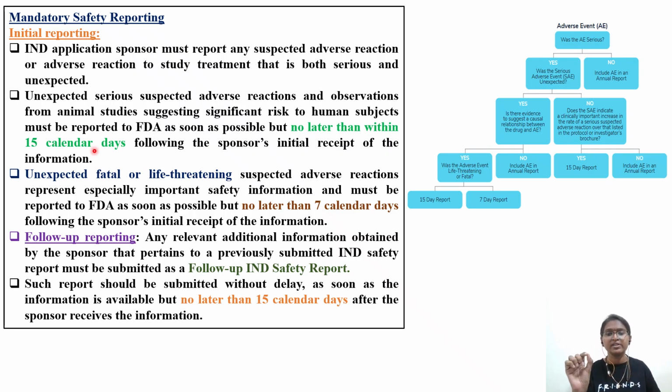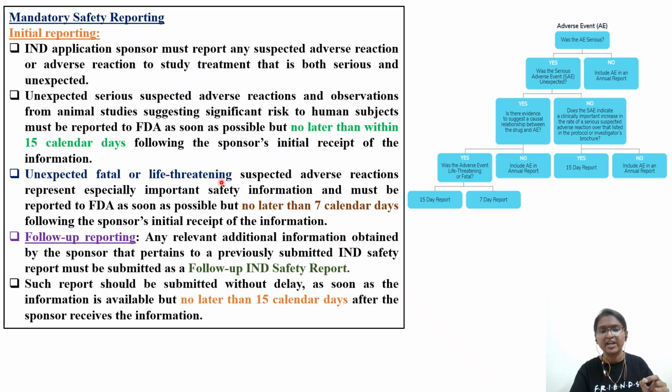I told you we'll read about the 7-day rule, and we'll also read about the 15-day rule. So now you are saying within 15 days you have to report it to the FDA following the sponsor's initial receipt of the information. Once the sponsor comes to know that a serious event is associated with the treatment of the drug, then you have to report it to the FDA.